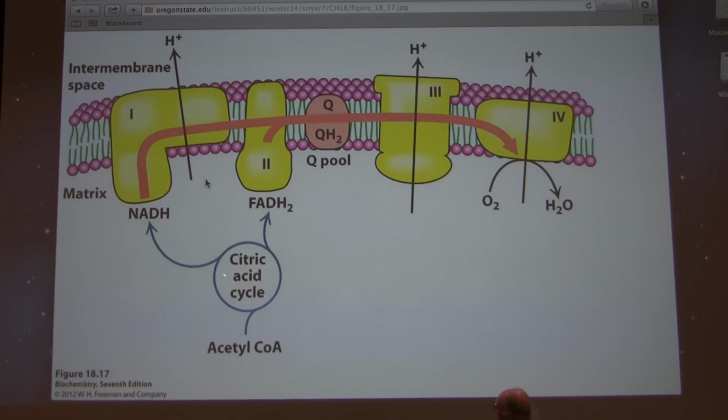How does this system work? Well, NADH comes from reactions in a variety of places in the cell, but in the matrix, they come from the citric acid cycle. We have NADH, and we have FADH2.